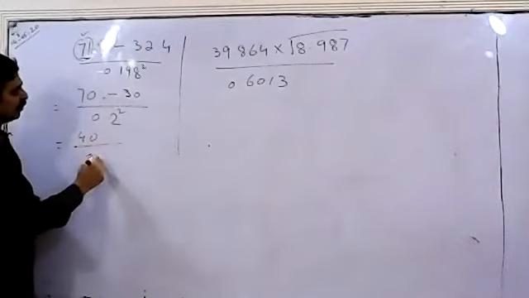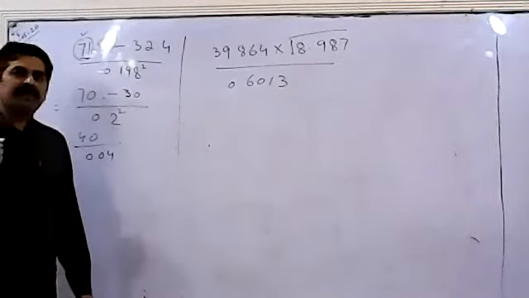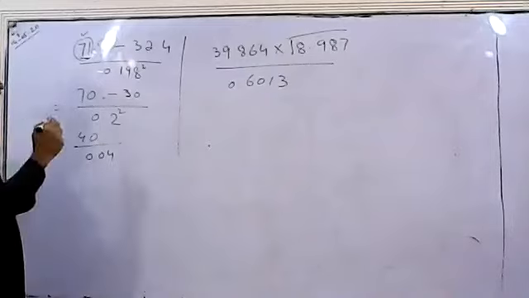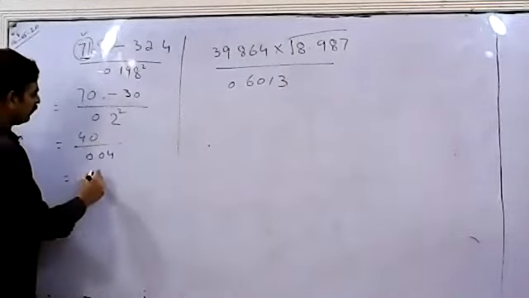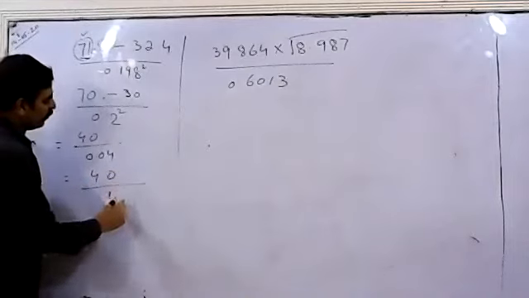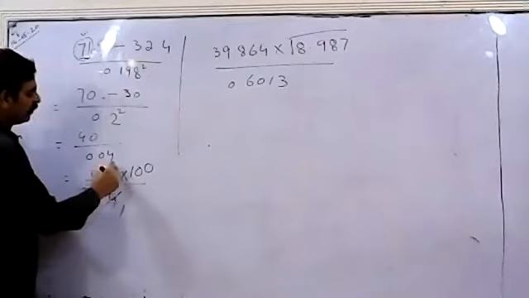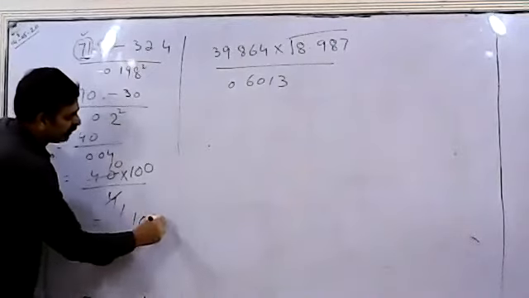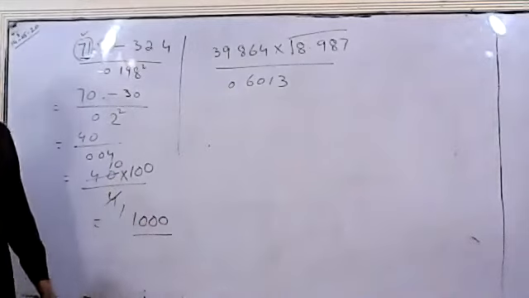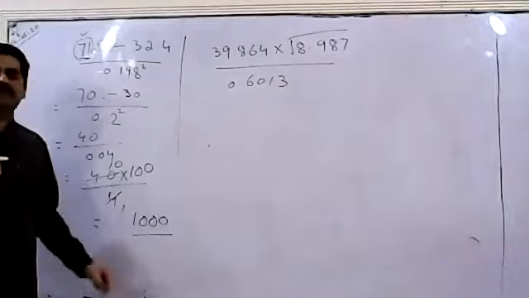0.2 squared means 0.04. 0.2 multiplied by 0.2 becomes 0.04. If you want to remove the decimal from 0.04, it becomes 40 over 4 multiplied by 100. 4 1 time 4, 4 10 times. 10 multiplied by 100 means 1000 is the answer. This answer is up to one significant figure and an estimated value.